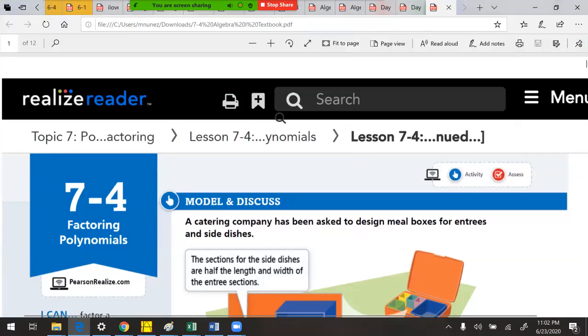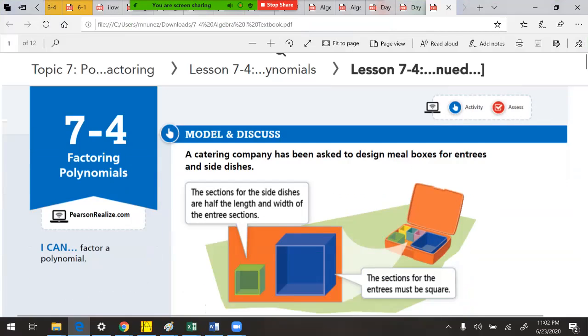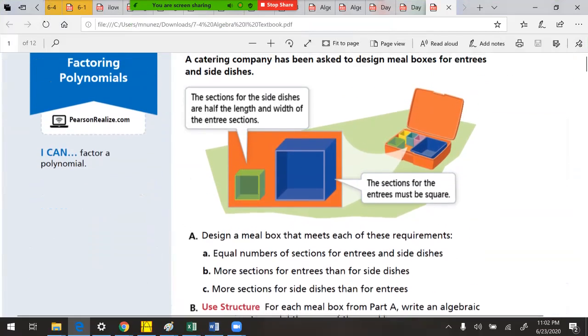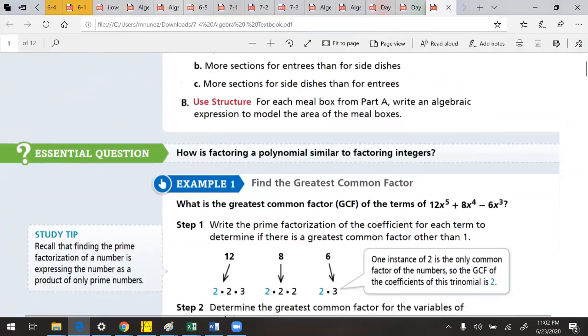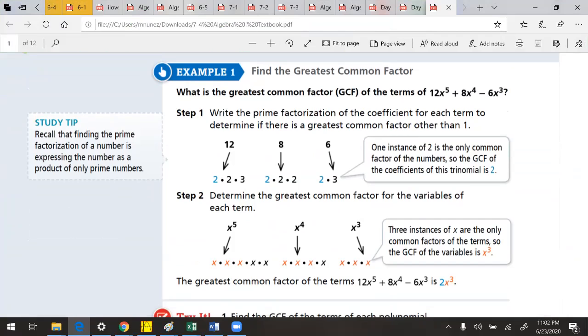This lesson here deals with factoring, okay? When we're given a polynomial, we need to learn how to factor. And this is going to be crucial as we move forward with our lessons. Okay, we're going to skip this. We're going to go right to this.